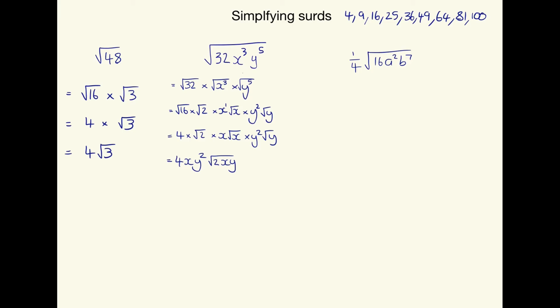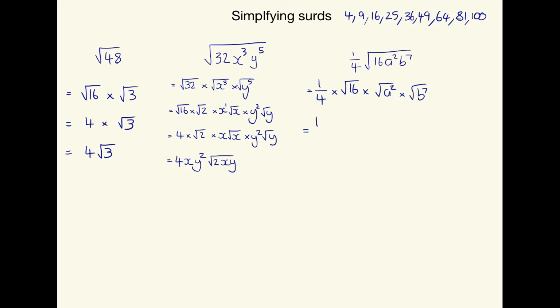The way you want to treat this is that there are 3 individual terms here that can be split up into their own square root. Let's go ahead and do that. So we have 1/4 multiplied by the square root of 16 multiplied by the square root of a squared multiplied by the square root of b to the 7. All right, I can start simplifying each of these 3 terms.